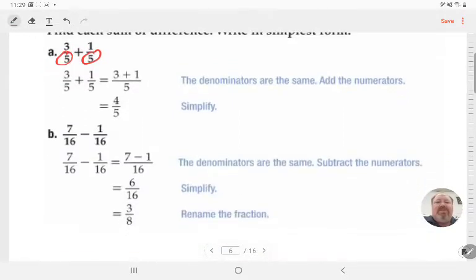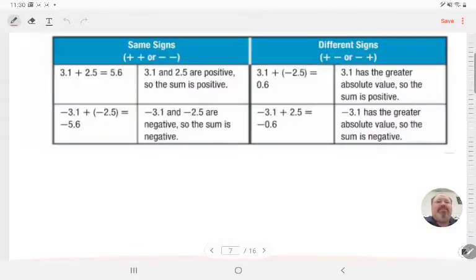Same thing when you subtract. My denominators are both the same, so I keep that. And then I just subtract 7 minus 1, which is 6. But don't forget you have to simplify. So therefore my answer would be 3/8. Okay? So same denominator, pretty simple.